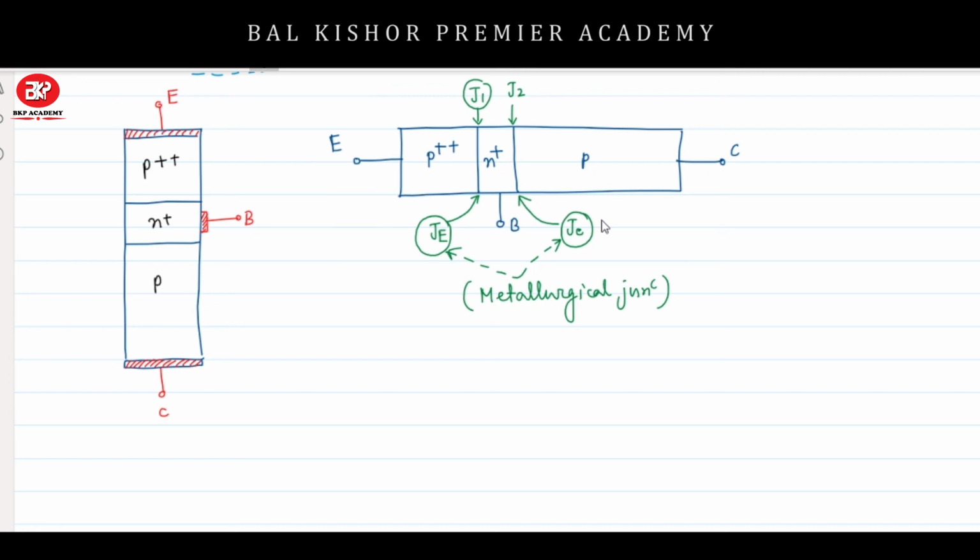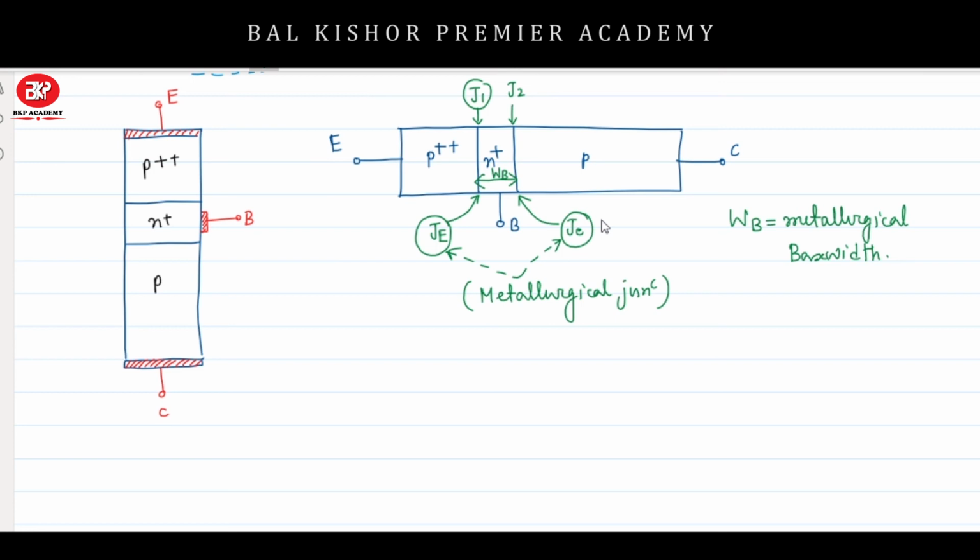And the distance between these two metallurgical junctions is called the metallurgical width of the base, that is the base width. So WB is denoted as the metallurgical base width. So this is the structure of the BJT, and this is the basics of BJT.